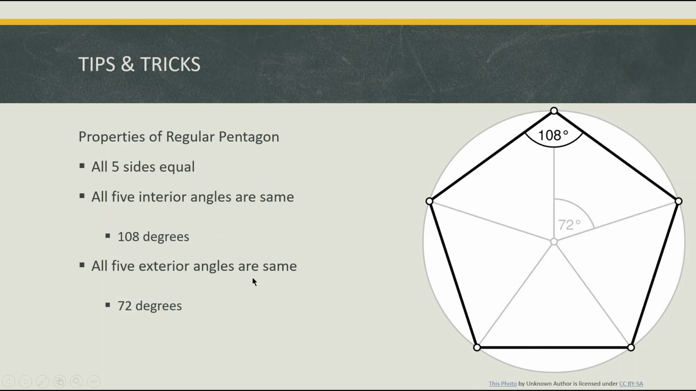And all five exterior angles are equal. When I say exterior angle, when you extend a line further, the angle between the next side and the extended line is called the exterior angle, which is nothing but the supplement angle. So 180 minus 108 gives you 72. The sum of all the exterior angles in any closed shape is always 360 degrees. So if you sum up all five, it comes to 360.